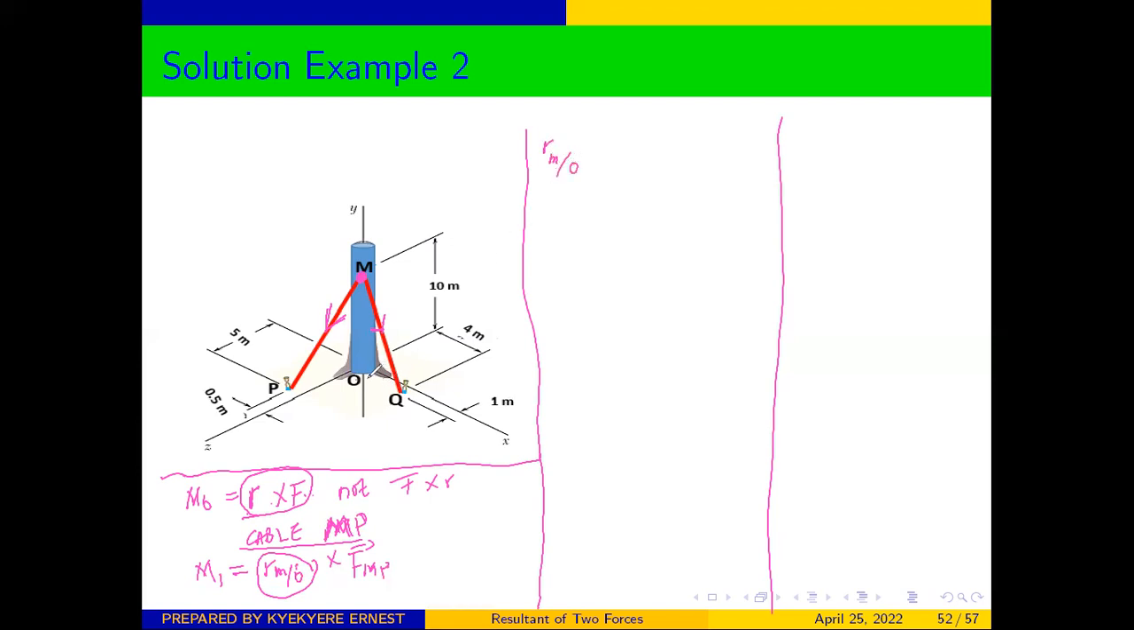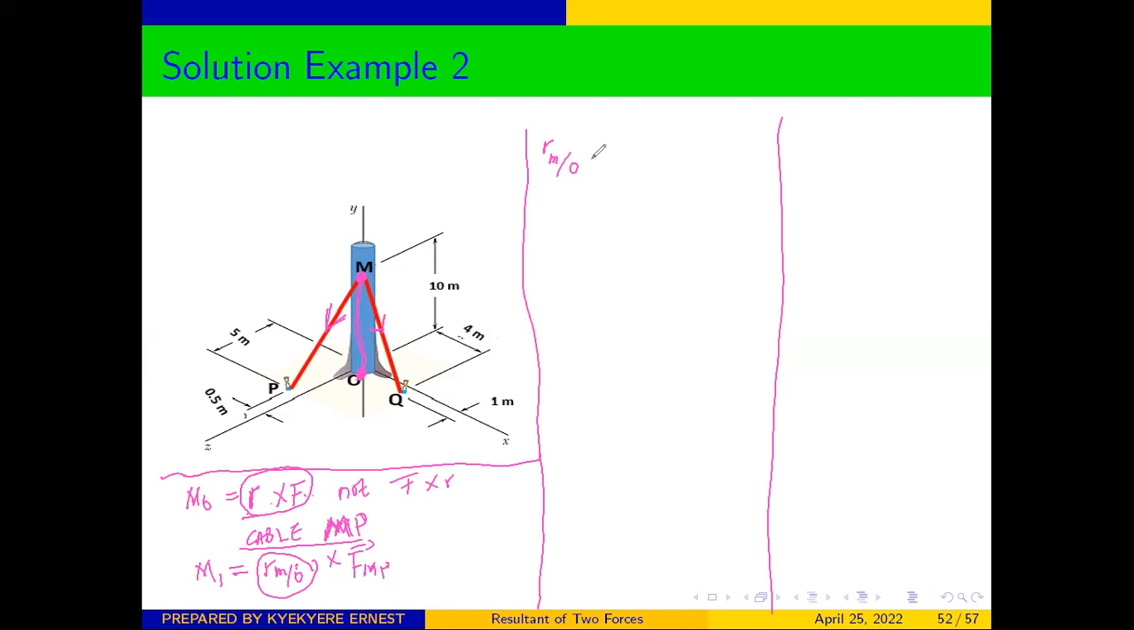So always you are going to move from where you are taking your moment to where the force has been applied, but not from where the force is applied to where you are taking your moment. Be careful with that. So here we are moving to M, starting from O, where we are taking our moment.